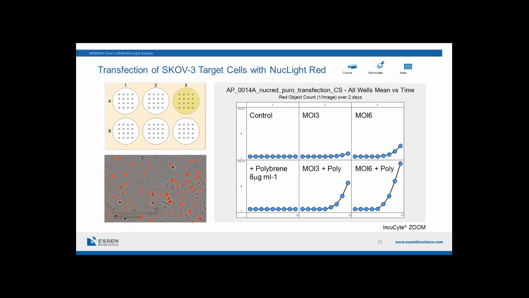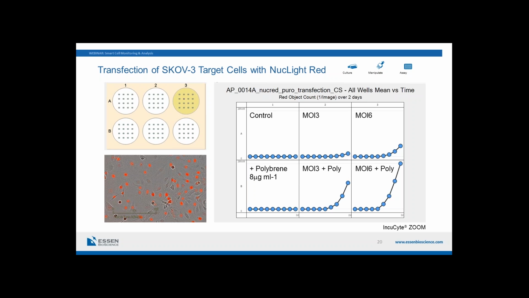So to begin with, how was continuous live cell analysis applied? Well, from the outset, when we grew these SKOV3 target cells in 6-well plates, we did the transfection with the NucLight Red lentivirus construct. At that point, we didn't know what the optimal concentration, MOI, of lentivirus to use, so we did a simple matrix experiment where we used a range of different MOIs in the absence and presence of polybrene.